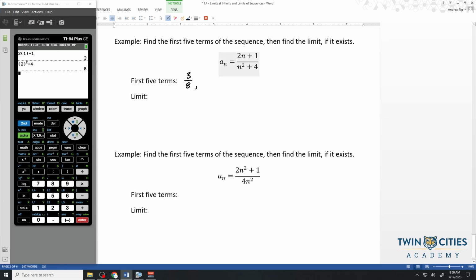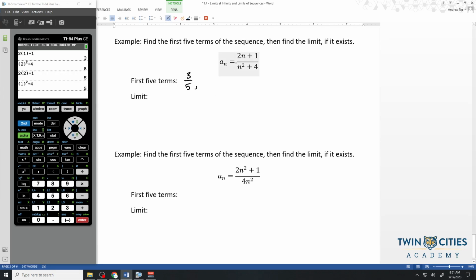Now the second term, plug in 2, so it'd be 2 times 2 plus 1 on top over 2 squared. Oh, actually, I didn't plug in this one right. This should have actually been 1 squared. Plug in 1 there. I accidentally plugged in a 2. Then plus 4. This should actually be 3 over 5.